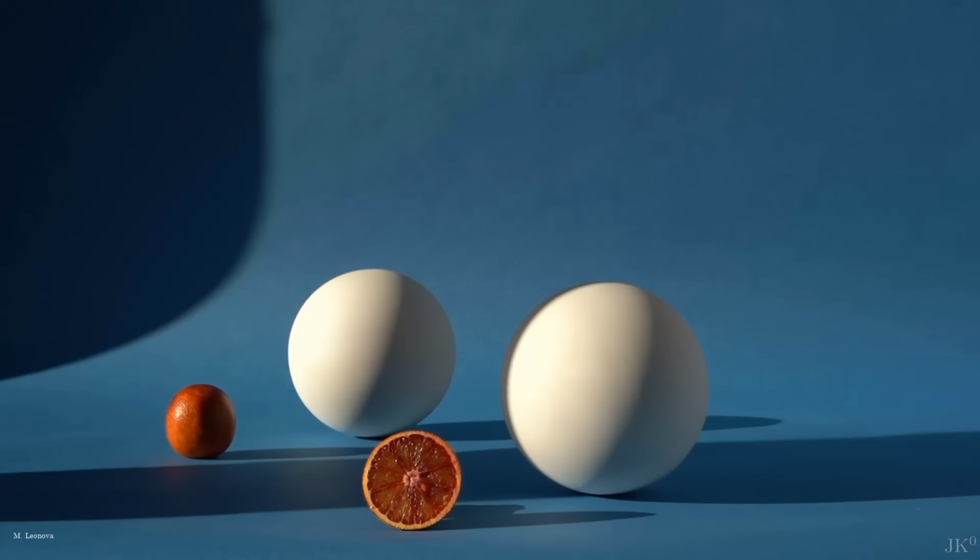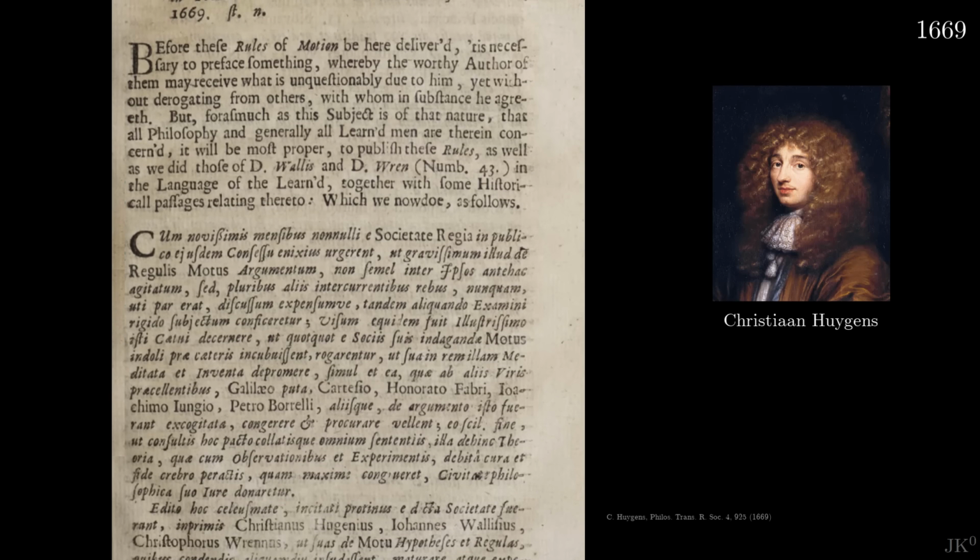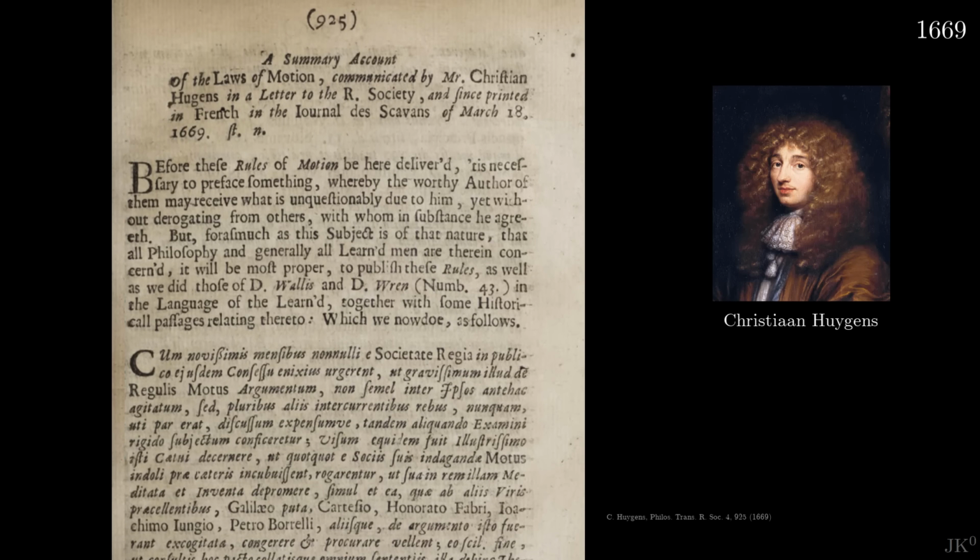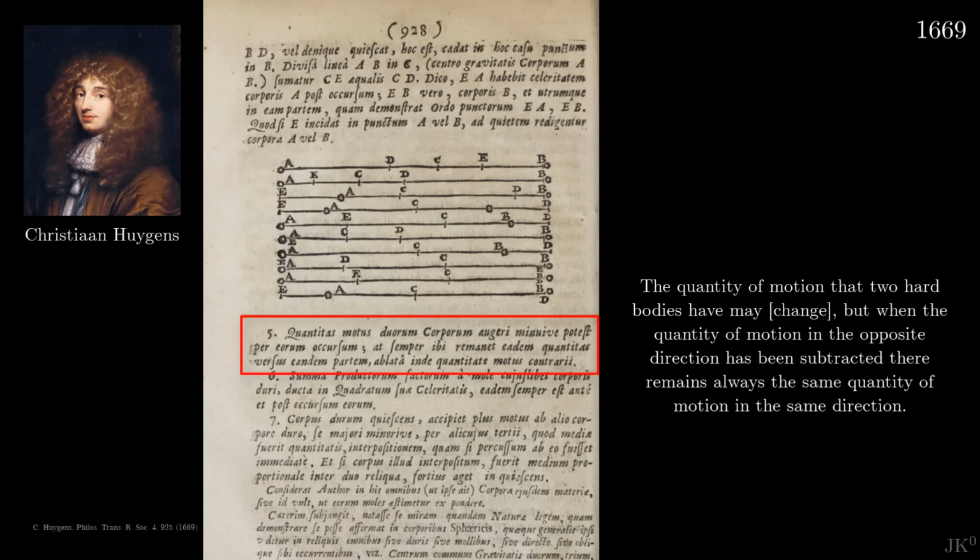This idea was challenged during the 1650s by Christiaan Huygens, who derived the correct treatment of the collision of hard spheres. In a work that he only published almost 20 years later, he wrote, "The quantity of motion that two hard bodies have might change, but when the quantity of motion in the opposite direction has been subtracted, there remains always the same quantity of motion in the same direction." This sounds confusing, but in modern words, Huygens is proposing that Descartes' quantity of motion must replace speed by velocity, turning it from a scalar into a vector.